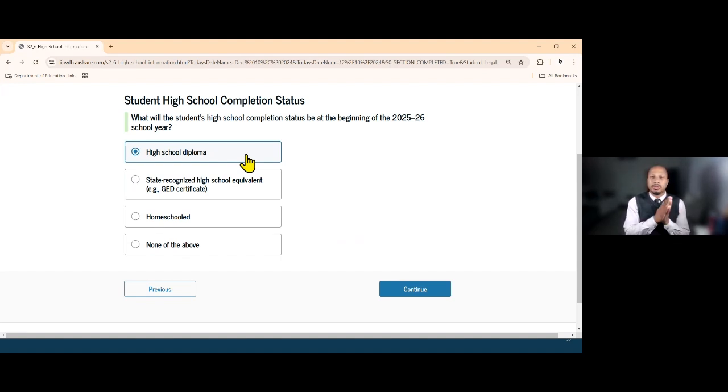In those particular cases, you can indicate that I plan to have my high school diploma by the beginning of the 25-26 school year. I plan to have my GED or my homeschool certificate by the beginning of the 25-26 school year. It's when you plan to enroll, will you have it by then? That's the way you should be looking at this particular question.